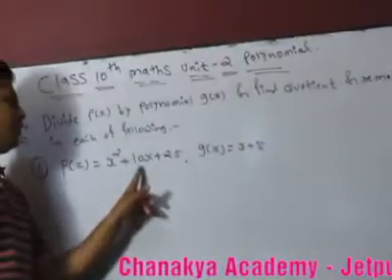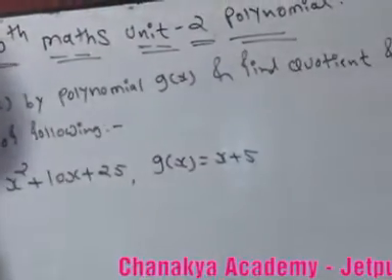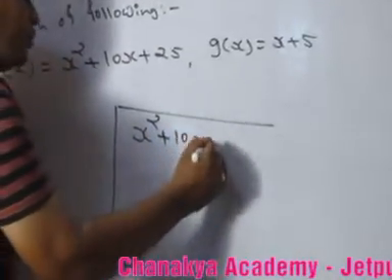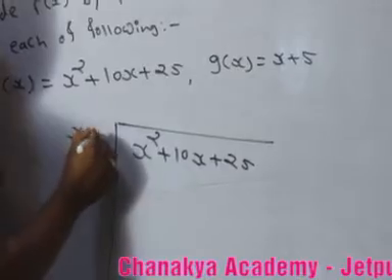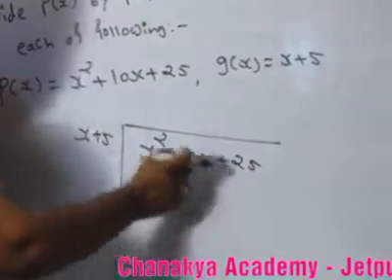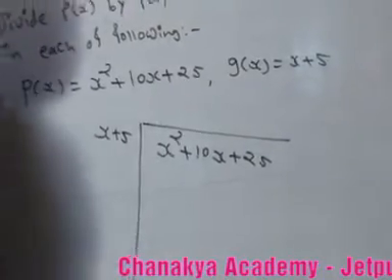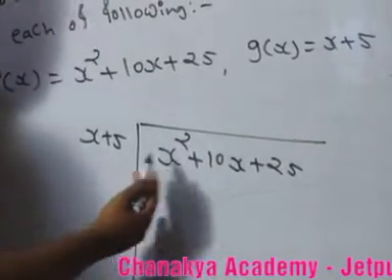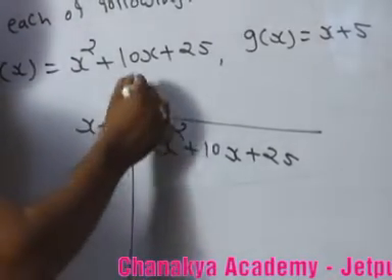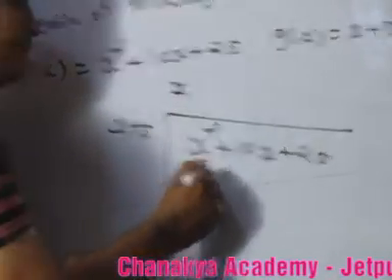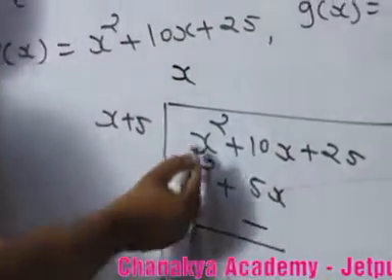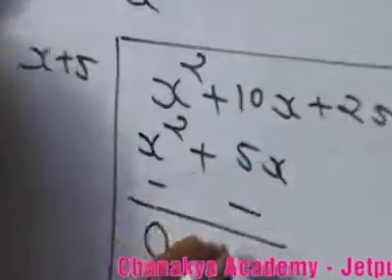P of x equal to x square plus 10x plus 25, g of x equal to x plus 5. Now dividing x square plus 10x plus 25 with x plus 5. Here x square plus 10x plus 25 is our dividend polynomial and x plus 5 is our divisor polynomial. Now first of all we should think with which term we should multiply x to obtain x square. X into x will be x square, plus 5 into x will be 5x. Now it's time to change the sign. X square minus x square 0. 10x minus 5x equal to 5x.